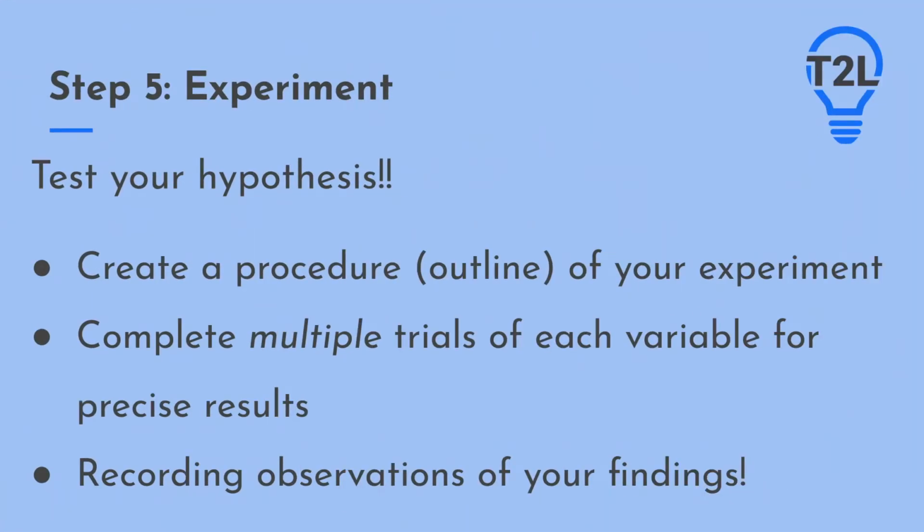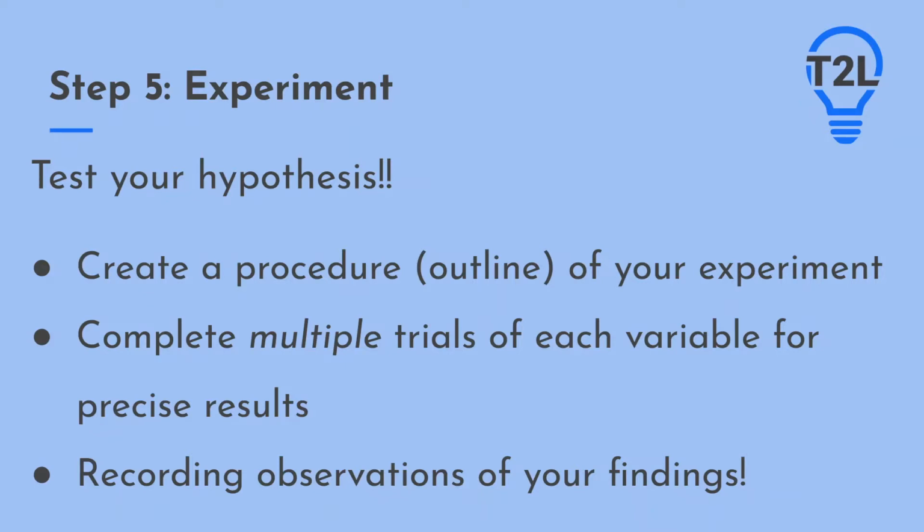Moving on to step 5, this is the experiment. You basically just test your hypothesis, and this is the fun part. You create a procedure, and one thing about the procedure is you have to include multiple trials for each variable, because essentially one trial could vary significantly. So you need multiple trials, and you can average them together or use another form of statistical analysis to get precise results. And then you record your observations.